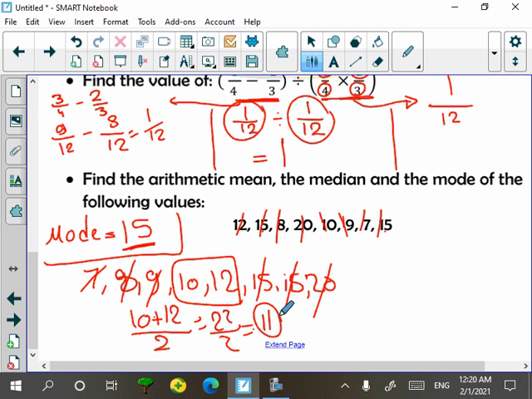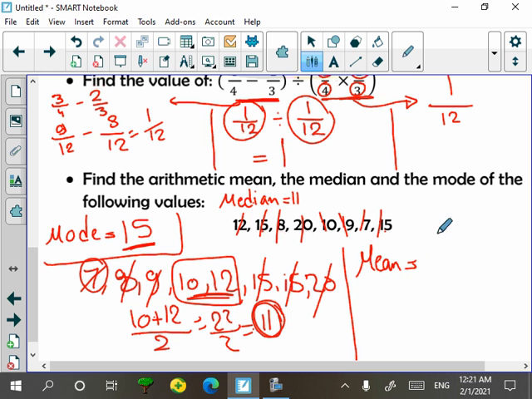Again, how can we find the median? We can find it by arranging the numbers in order: 7, 8, 9, 10, 12, 15, 15 and 20, cancelling from right and left. Then the remainder is 10 and 12, and adding 10 and 12 divided by 2, 22 over 2 equals 11. Then the median equals 11.